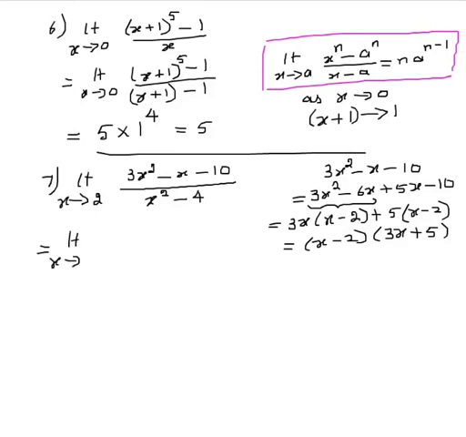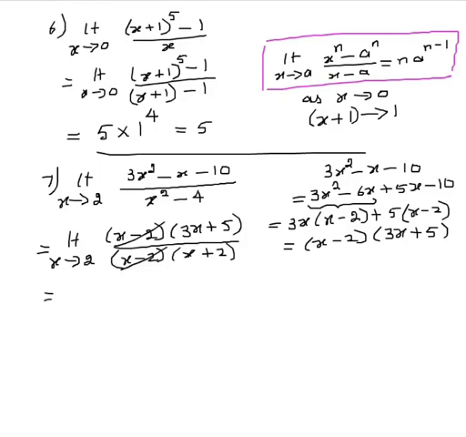Therefore, we get limit x tending to 2 of, the numerator is x minus 2 times 3x plus 5 divided by, let us factorize the denominator, x minus 2 into x plus 2. Cancel the common factor. Now the denominator doesn't become 0. The problematic factor was x minus 2. Because of that only the denominator was becoming 0. Now we got rid of it. Apply the limit value. Therefore, the answer is 11 divided by 4.